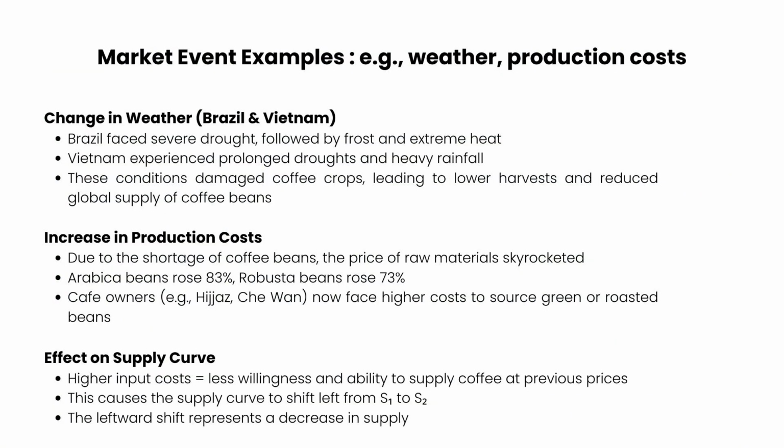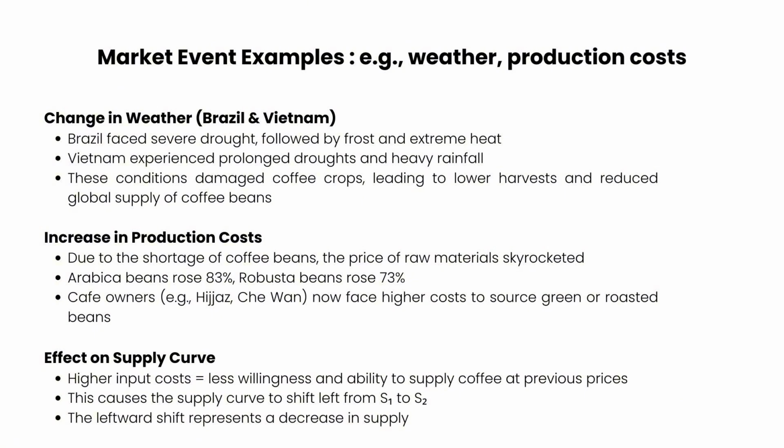Here are some real market events that happened in Brazil. Coffee farms were hit by drought, frost and extreme heat. In Vietnam, they experienced both drought and heavy rainfall. This extreme weather condition damaged coffee crop, resulting in a reduced harvest and a lower global supply of coffee beans. As a result, the price of raw coffee material increased significantly. Arabica rose 83% and Robusta 73%.